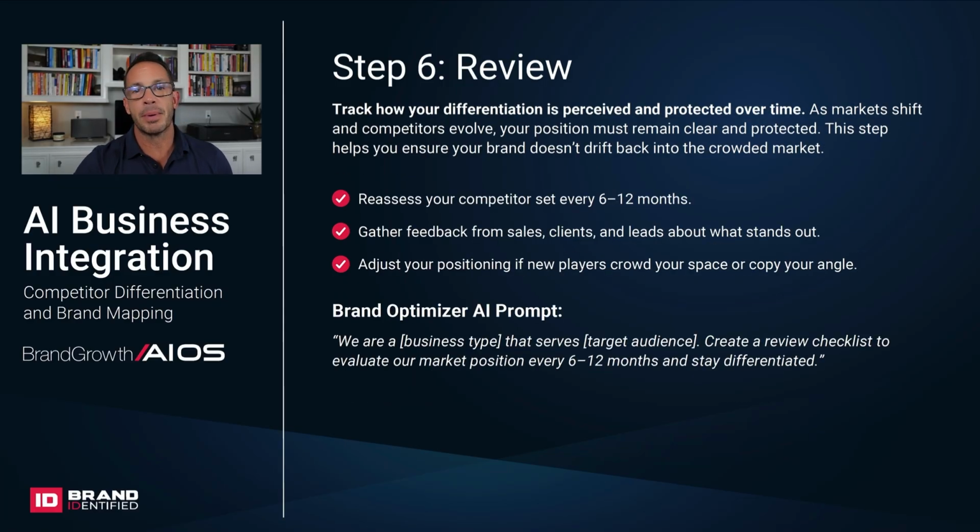And finally, step number 6 of this framework is to review. Track how your differentiation is perceived and protected over time. As markets shift and competitors evolve, your position must remain clear and protected. This step helps you ensure that your brand doesn't drift back into a crowded marketplace. So you're going to want to reassess your competitor set every 6 to 12 months, gather feedback from sales, clients, and leads about what stands out, and adjust your positioning if new players start to crowd your space or copy your angle.